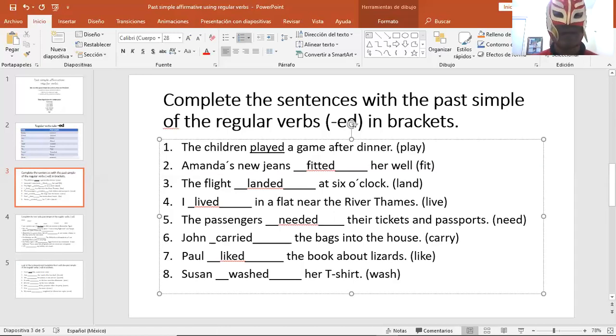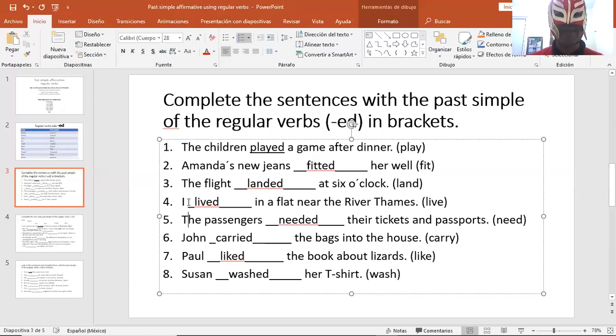And let's review. Number one, the children played a game after dinner. Los niños jugaron un juego después de la cena. Number two, Amanda's new jeans fitted her well. Los nuevos pantalones de mezclilla de Amanda le quedaron bien. Number three, the flight landed at 6 o'clock. El vuelo aterrizó a las 6 en punto. Number four, I lived in a flat near the river Thames. Yo viví en un departamento cerca del río Thames.